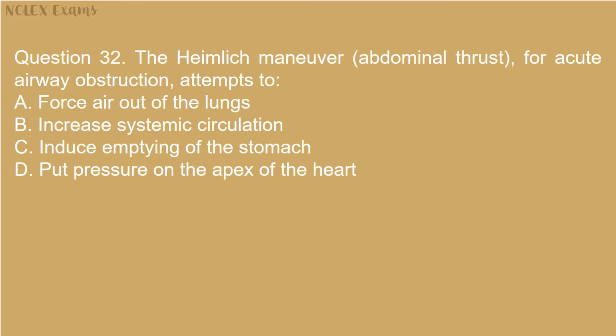Question 32. The Heimlich maneuver abdominal thrust for acute airway obstruction attempts to A. Force air out of the lungs. B. Increase systemic circulation. C. Induce emptying of the stomach. D. Put pressure on the apex of the heart.